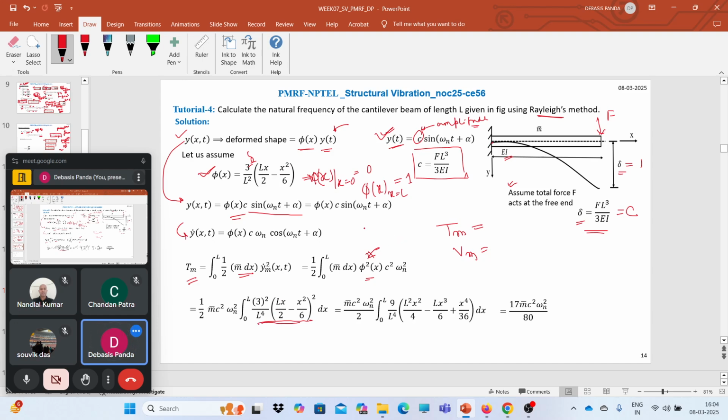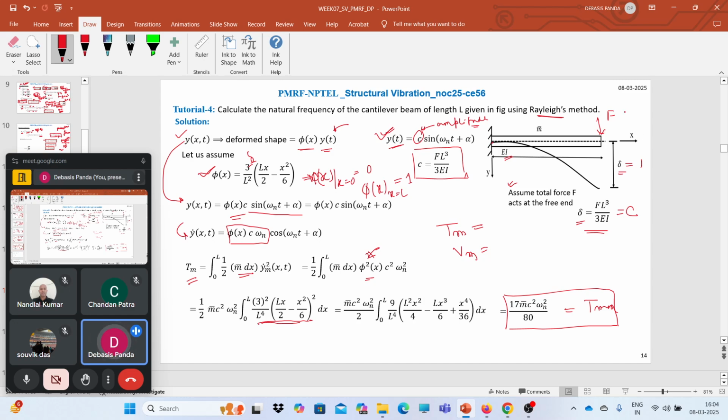and y dot, in place of y dot max, you will have only the amplitude portion, phi of x c omega n dot. So this portion is overwritten here. Now after simplifying this equation or this integral, we will be left with that T max is nothing but 17 m c square omega n square by 80.